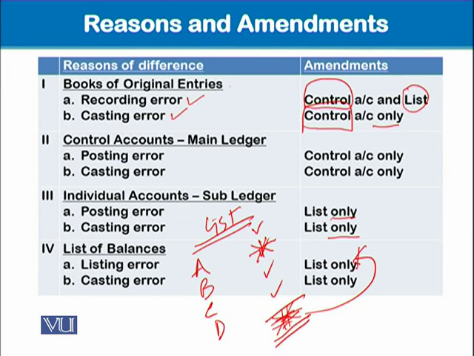Okay, so suppose there is no listing error, we correctly put all the balances in the list, but only the casting is wrong. So this casting will affect the list only. Again, its casting has no concern, no connection with the control account.